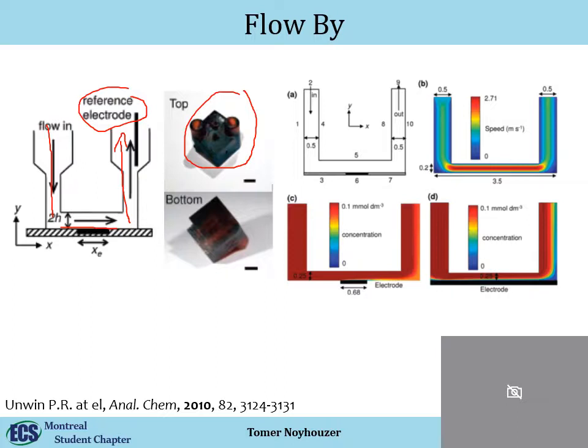And what he did is he actually compared different sizes of the working electrode. And over here, the red is the concentration that enters the system, in this case 0.1 millimolar. And when this species reacts, it turns blue. And you can see here on the electrode, you have a very small blue region. Right? So you can see a very small amount of the species actually reacts.